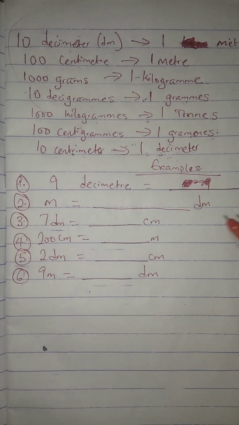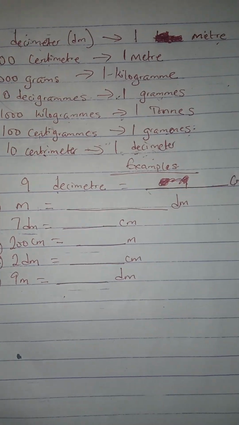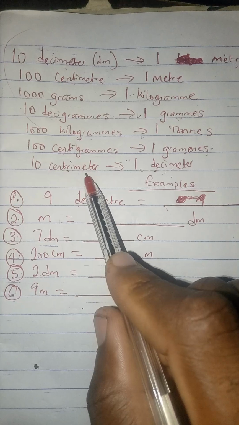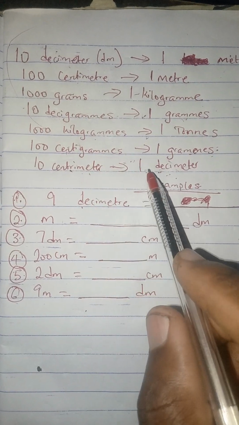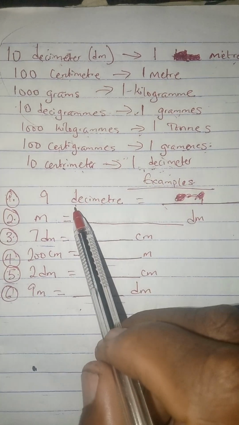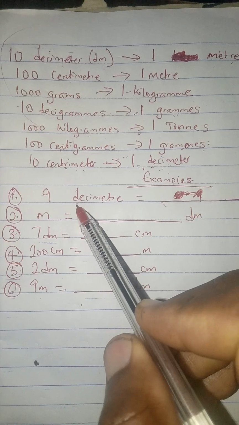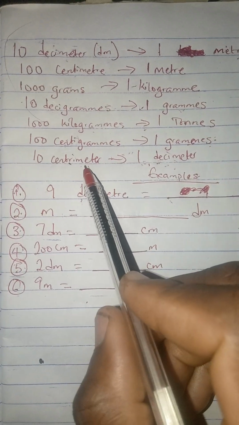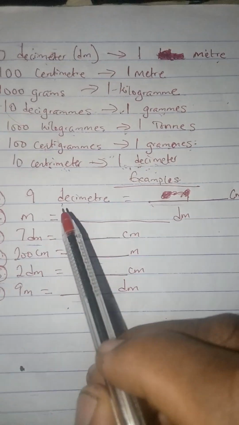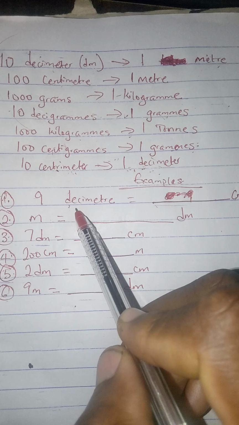Alright, so our first question here, we have 9 decimeter equals to what? Looking from this hint here, 10 decimeters will give us what? 1 decimeter. And here we are having 9 what? Decimeter. What is this telling you? If 1 decimeter gives us 10 centimeter, then how many centimeter will 9 decimeter give us? This is just a simple calculation.